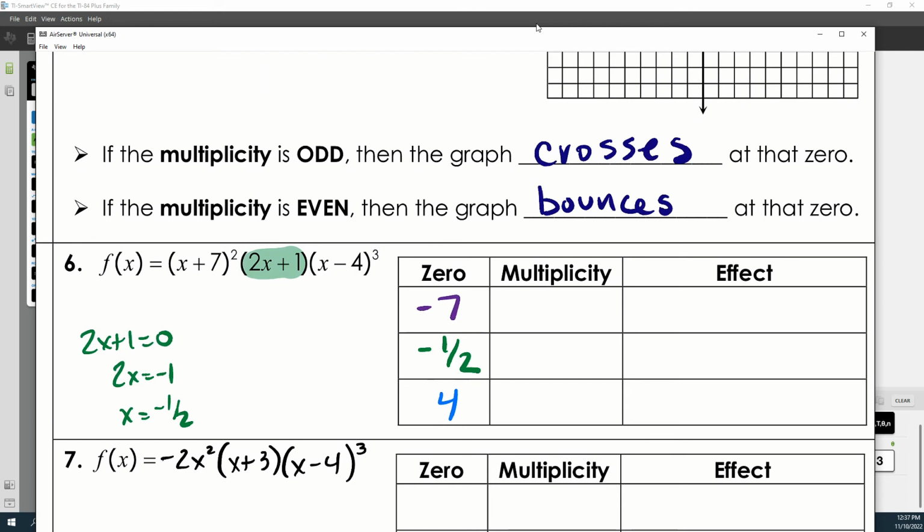Okay. And then when we do the multiplicity, we're just looking at the power or the exponent that's on each of those factors. So for the -7, it's going to be 2. For -1/2, it's going to be 1. And then for 4, it's going to be 3.